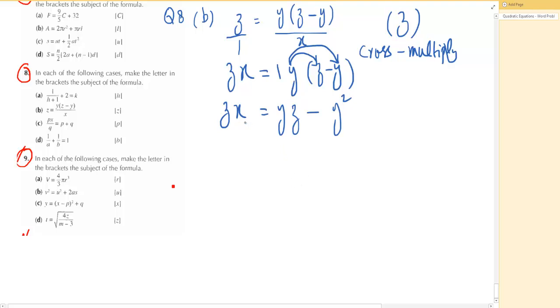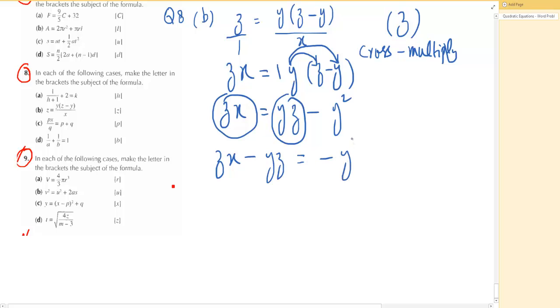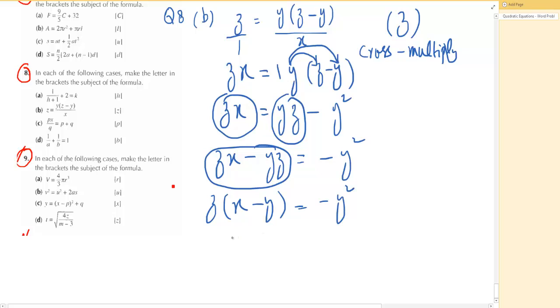Where is Z? Z is over here. It is also here. So bring both of them to one side, and take Z common from here. And then make Z the subject. So here Z is the subject.